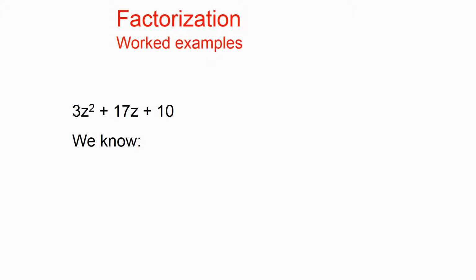So we've got 3z and z as our starting positions. Okay, and then we've got factors of 10. So our factors of 10 are 1, 2, 5, and 10. We can multiply those two together to get 10, multiply those two together to get 10. We've got a 3 here, and we're trying to get 17.